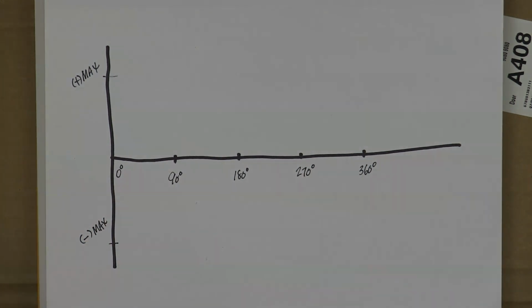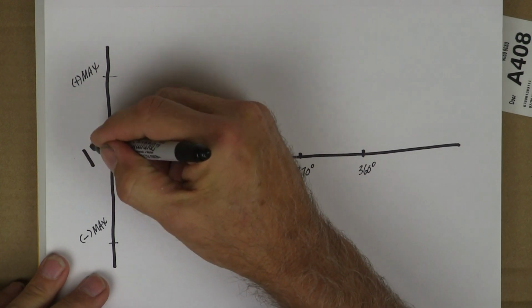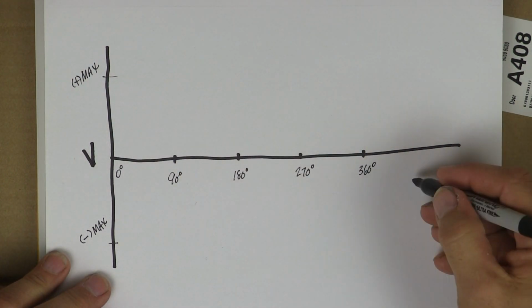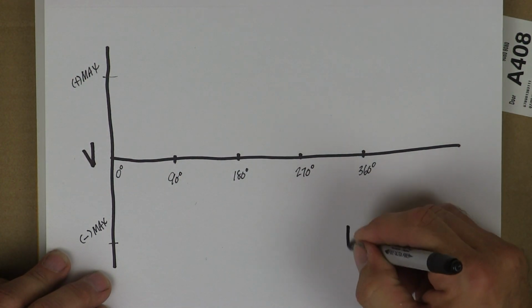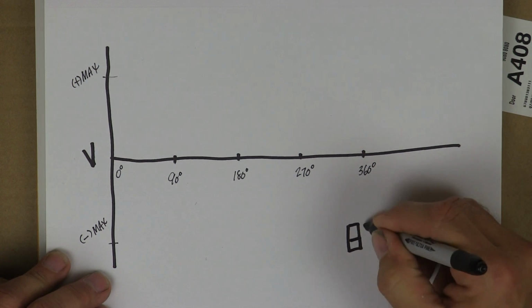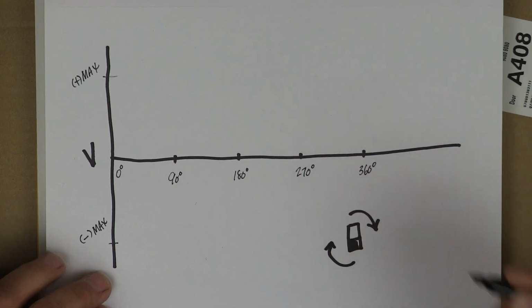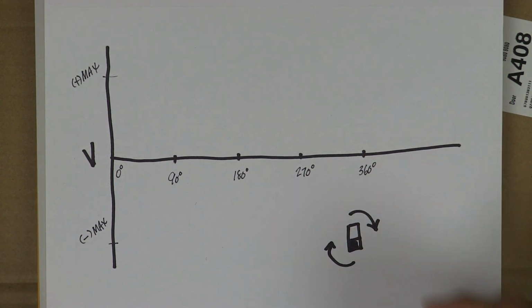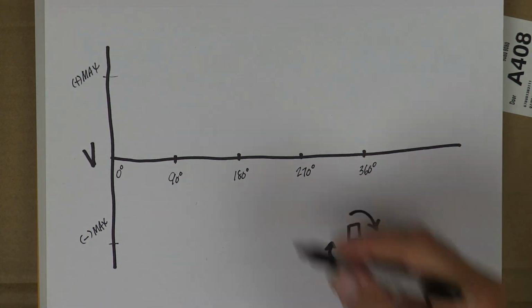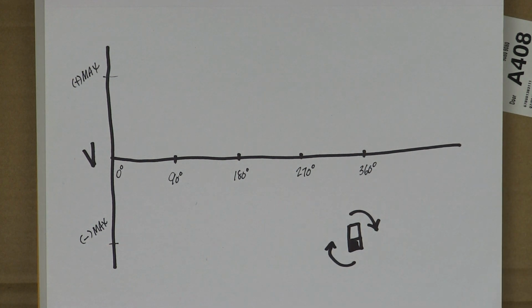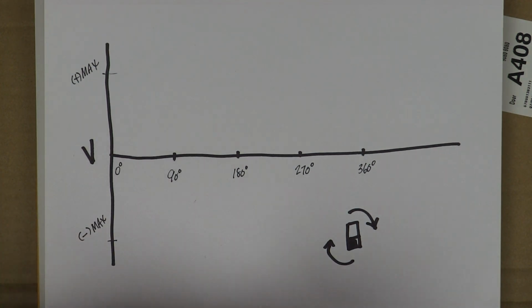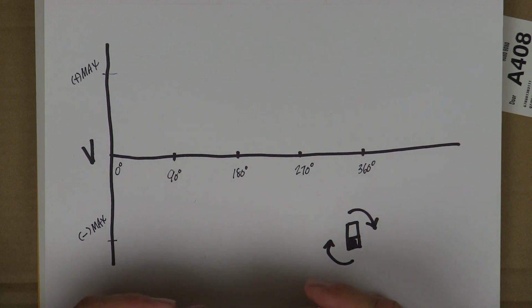This is a graph that shows voltage over degrees of rotation as the generator rotates. I think I just got myself in the way of my drawing, but that's just the way it goes. So what do we do? Well, let me just show you this real quickly, and then you can practice.